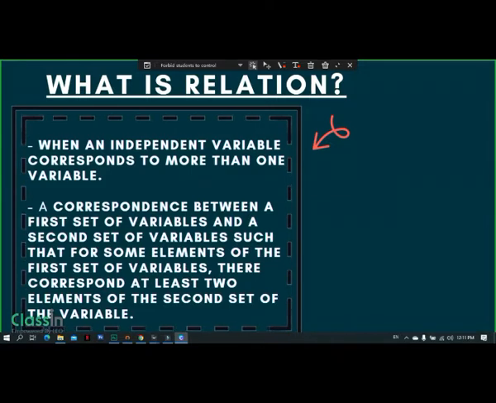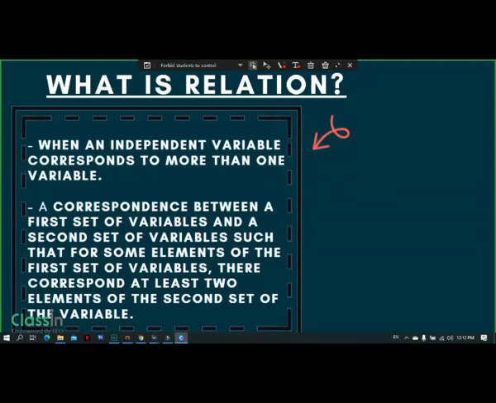What is relation? So, kanina dinefine na natin ang function, ngayon define naman natin ang relation. So, sabi po, relation when an independent variable corresponds to more than one variable. So, kung kanina si Kanor ay marami ng ginawa, ang tawag na sa kanya ay relation. Okay? Pagka hindi po siya function, ang tawag po sa kanya ay relation. Okay? Next definition, a correspondence between a first set of variables and a second set of variables such that for some elements of the first set of variables, there correspond at least 2 elements of the second set of the variable.